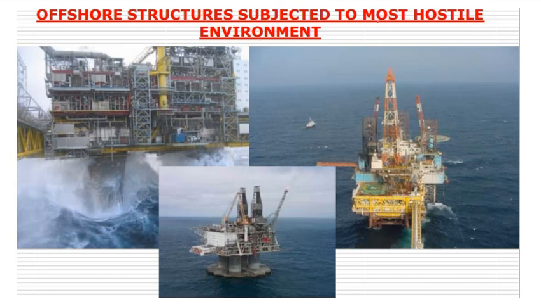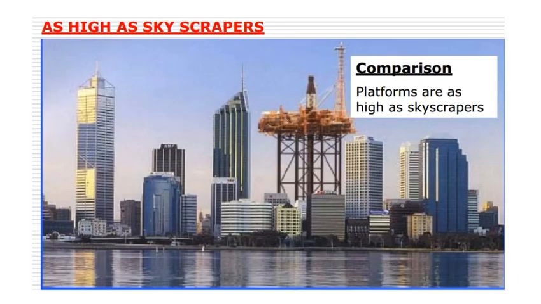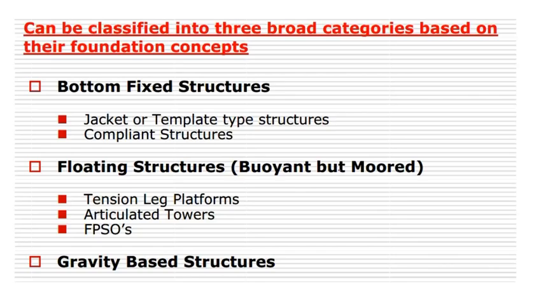Also, the structures are subject to the most hostile environment, as you can see here, and as high as skyscrapers. This is a comparison of platform size with skyscrapers; it's almost equal to the skyscraper height. So offshore structures can be classified into three: bottom fixed structures, that's the jacket, and temporary structures, compliant structures.